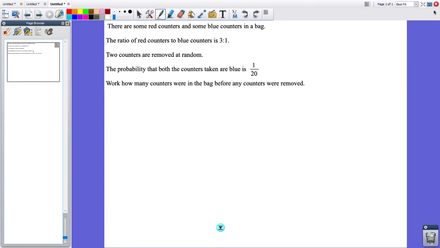The first thing to work out is what fraction of the counters in the bag are blue. If the ratio is 3 to 1, the fraction which are blue is clearly going to be 1 over 4. Okay, so that's this bit of information dealt with. Now I'm going to use this bit of information to set up an equation.